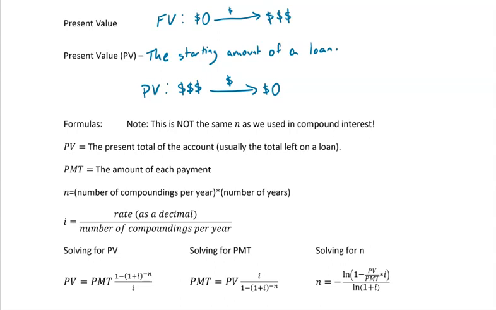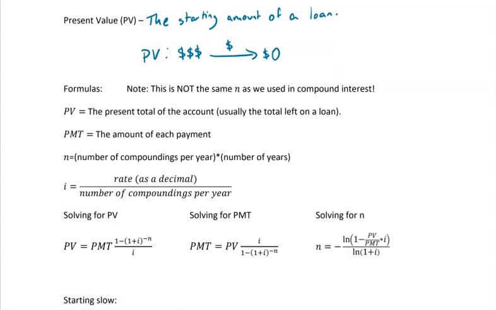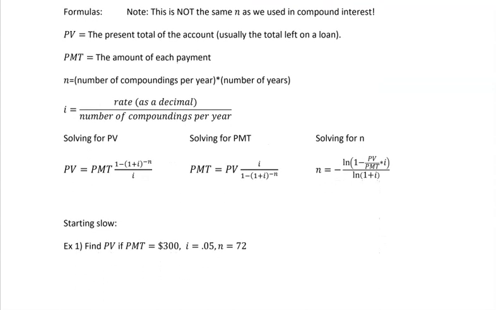So future value is you want money in the future. Present value is you want the money now, and you're going to pay it off by the future. All right, so again, the actual variables used are extremely similar. The only difference is instead of FV, we have PV.